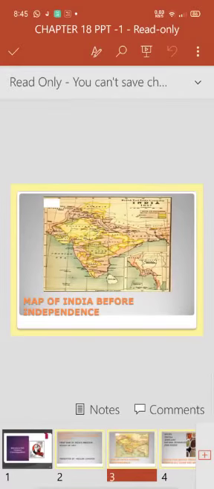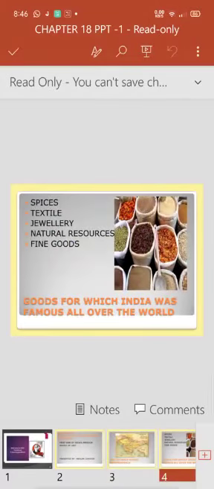Well, as you can see here, this is the map of India before partition, or you can say before independence, when Pakistan and Bangladesh were the parts of India. Well, India had always been renowned all over the world for spices, textile, jewelry, natural resources, and other fine goods. It has always attracted world traders to approach India for trade.